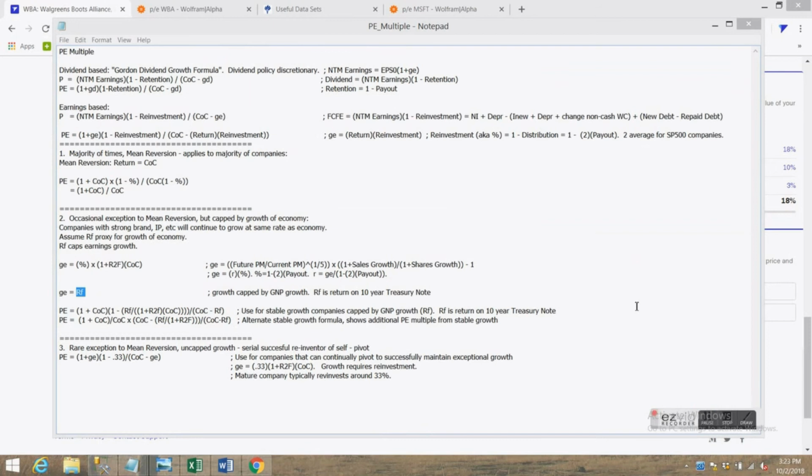All right, we're dealing with a third situation regarding price earnings multiple. I want to point out that we're dealing with a very unusual situation that probably impacts maybe just a handful of companies, and that is where they continue to grow uncapped by the growth in the overall economy. And these companies could be thought of as kind of serial reinventors of themselves.